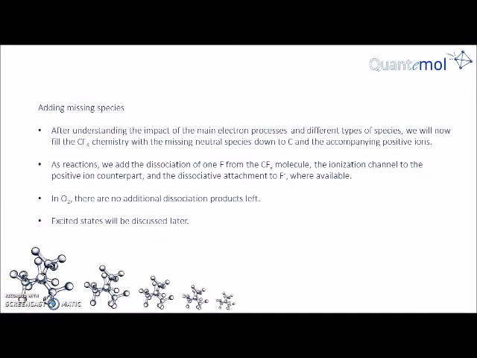After understanding the impact of the main electron process and different types of species, we will now fill the CF4 chemistry with the missing neutral species down to C and the accompanying positive ions. As reactions, we add the dissociation of one F from the CFx molecule, the ionization channel to the positive ion counterpart, and the dissociative attachment to F negative where available. In O2, there are no additional dissociation products left. Excited states will be discussed later.